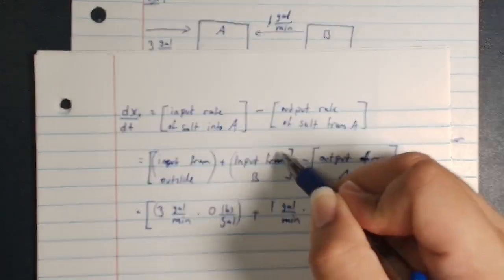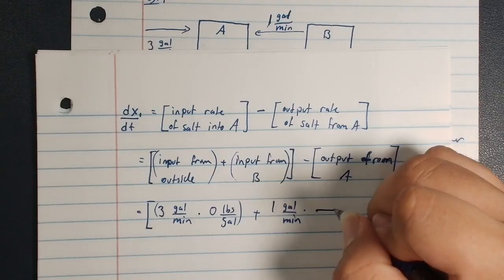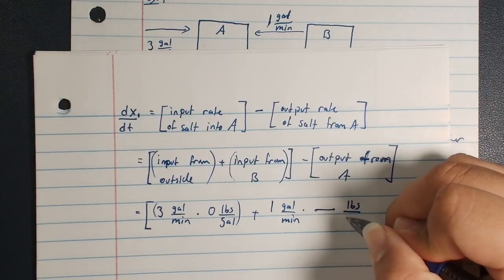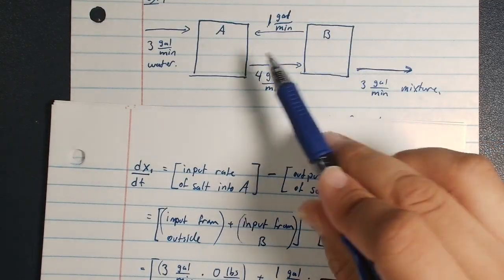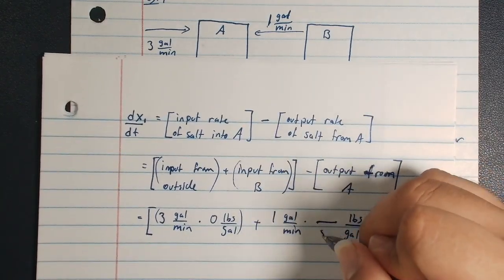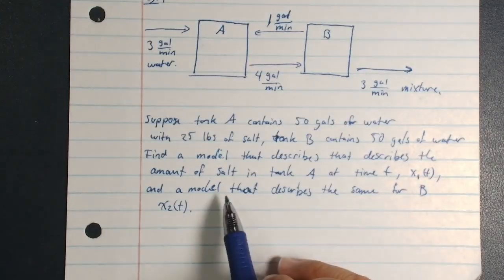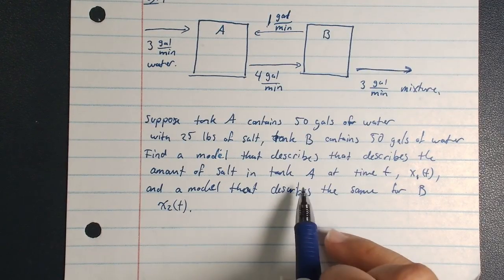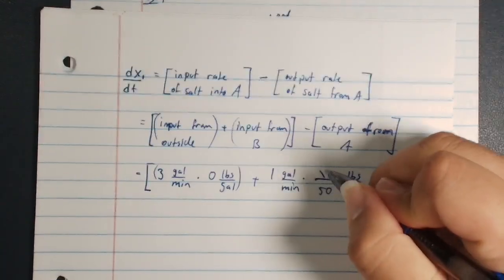Oh, okay, so what is the input from B? Well, it's the concentration of salt in tank B. In tank B, you're going to have a certain number of pounds of salt divided by a certain number of gallons of water. Oh, well, that's consistent. We began by saying these tanks have 50 gallons of water, and because the net input is the same as the net output, you will always have 50 gallons of water. But the amount of salt is unknown. It will change over time. Oh, well, the amount of salt is x2. We don't know what it is yet, but we know that we're going to call it x2. The amount of salt in B is called x2. So that's what we're going to put here.